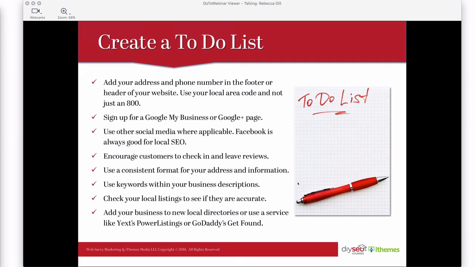Let's look at that NAP information. Is it correct on your website? Does it match your physical listing? Is your phone number available across the website? Does it offer something more than that 800 number? Check that and fix that.